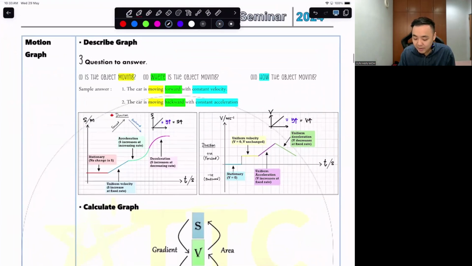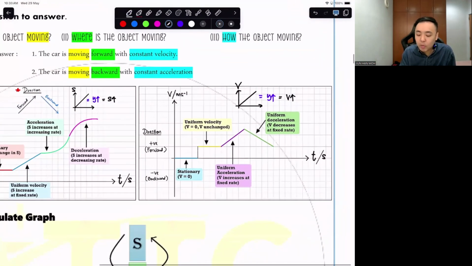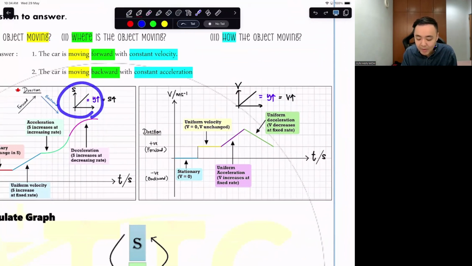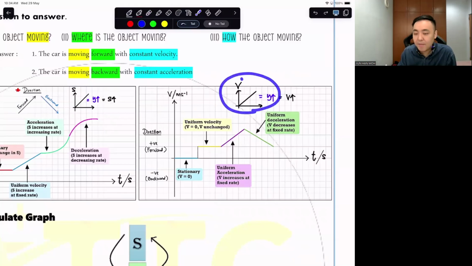See that? If you compare the two now, you can see the idea. Your y-axis will pretty much decide the meaning of it. If you get this one, it means you are moving forward because y is displacement. If you get this one, it means your velocity increases. What does it mean by velocity increases? We have a word for that, right?